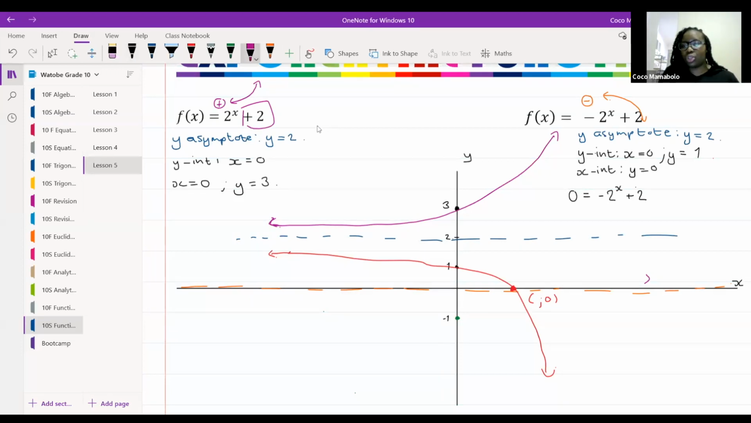Okay, we're going to take 2 over to the other side, and it's going to become negative 2 is equal to negative 2 to the power of x. What value of x do I need up here in order for this to be true, guys? What must this exponent of negative 2 over here be in order for this equation to be true?